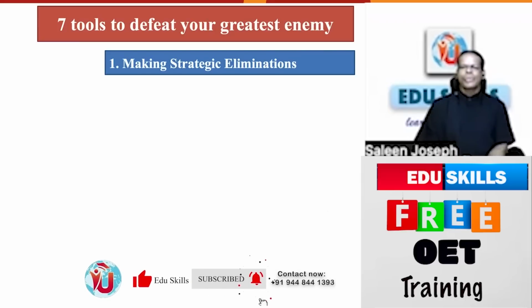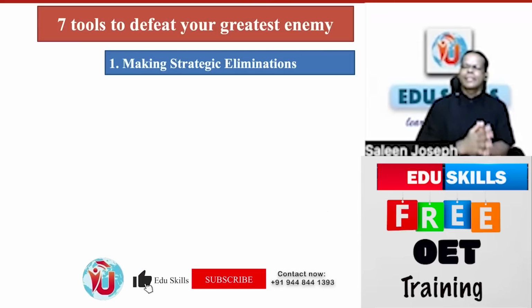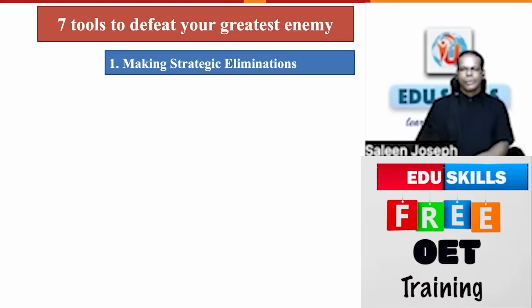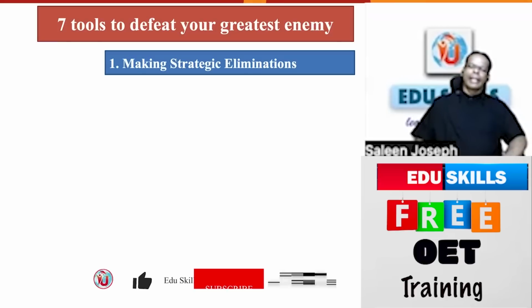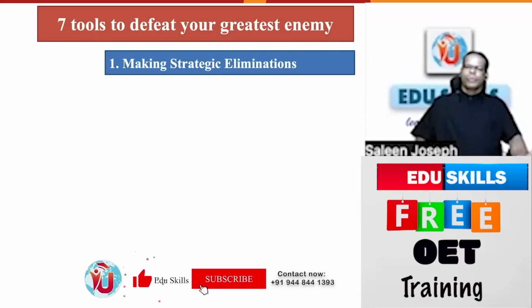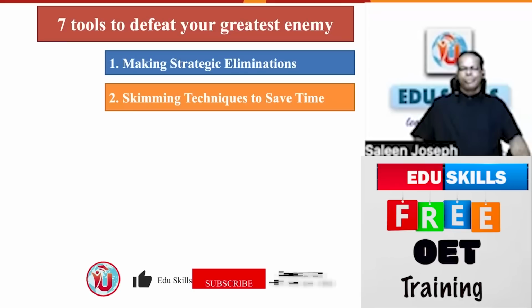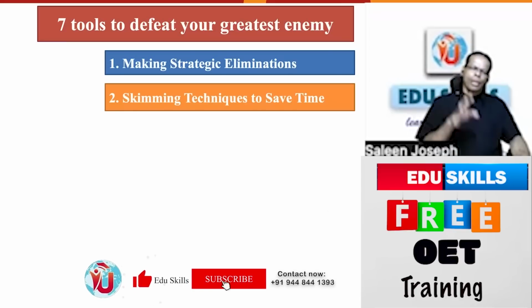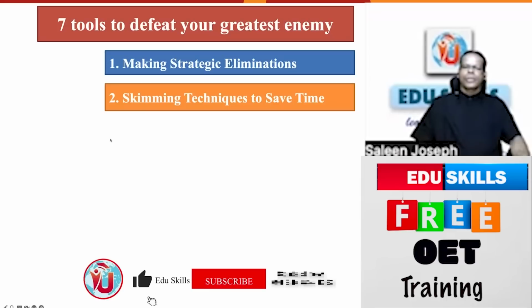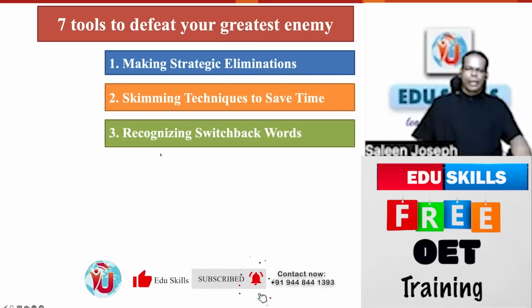For example, if there are absolute expressions in the answer options, immediately you can eliminate them. For example, all, never, no one, such expressions, absolute we call it, the extreme end. Expressions like these are 99.9% not the correct answer. So you can eliminate them. Skimming techniques to save time. It's not that you scan and go deep into reading everything, but it's all skimming, you just pass reading, just slide from important aspects to important aspects.